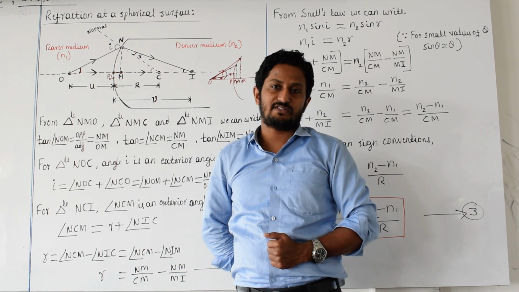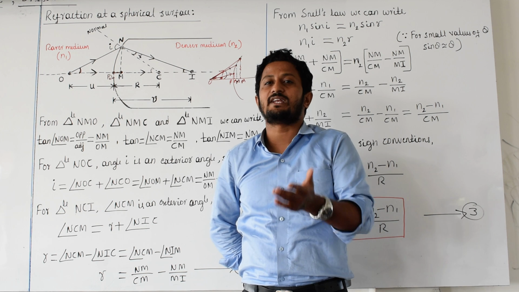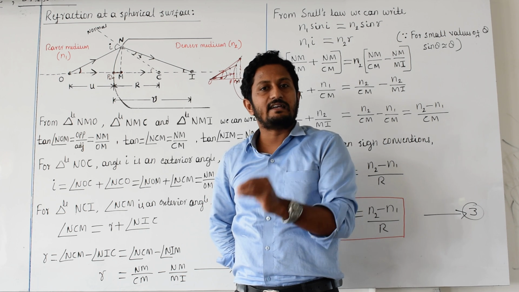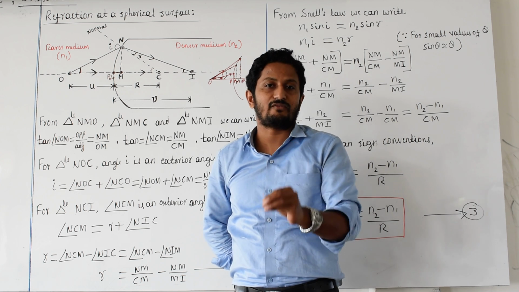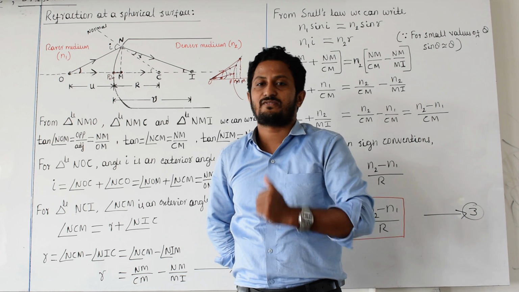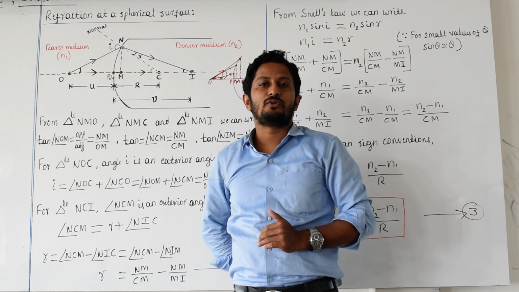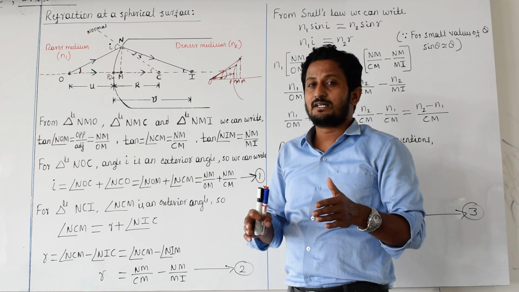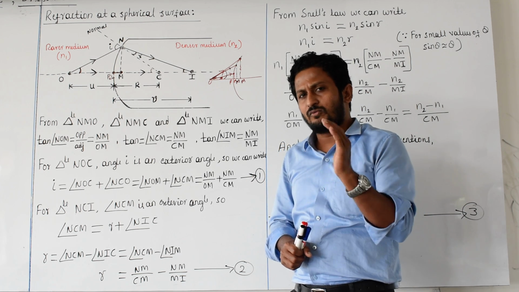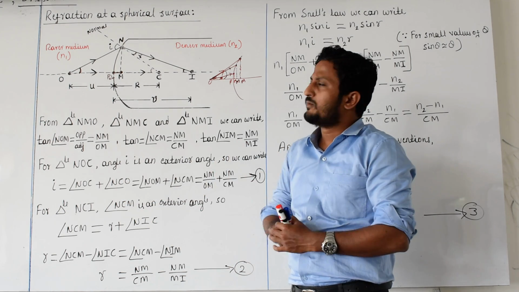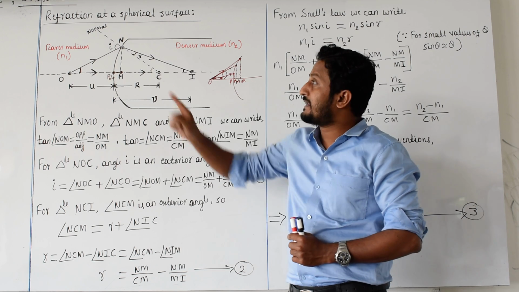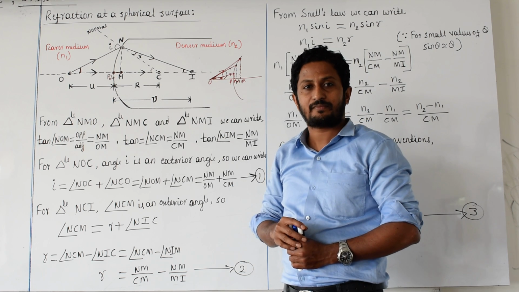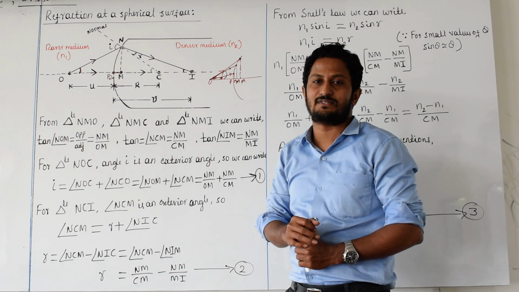Derive an expression which relates the distances, refractive index, and radius of curvature of a spherical surface. At that time we have to derive this derivation. I mean refraction through a spherical surface. Here one thing you have to notice. Okay, we kept the object in the rarer medium, and we got the image in the denser medium. This derivation is there in your syllabus.